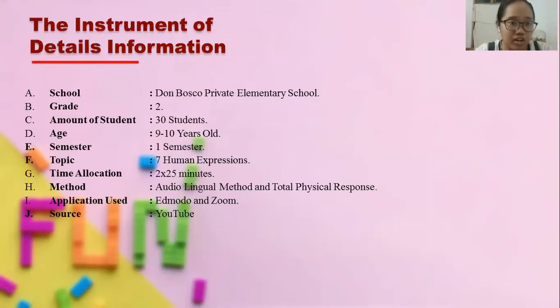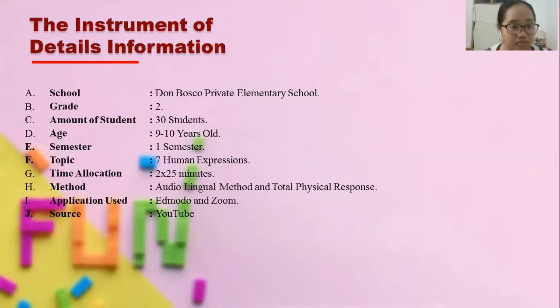Let me talk about the instrument of this lesson plan. We have already decided that we are going to go with Don Bosco Private Elementary School, because previously we had a report on Don Bosco Private Elementary School, where we interviewed the teacher, and we chose second grade for teaching English. The number of students is 30, because mostly a class in Don Bosco has 30 students. The age is between 9 and 10 years old.